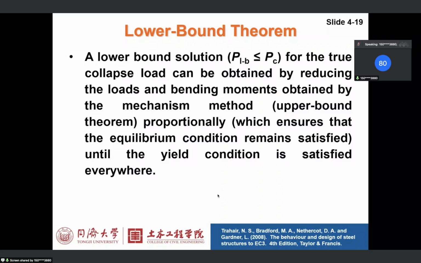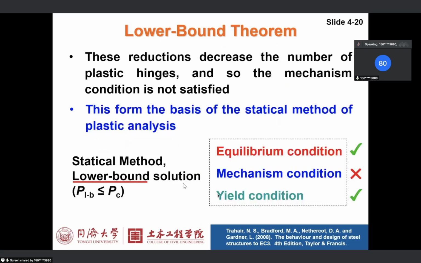So how about the lower bound? Okay, we have the upper bound. We can have a lower bound, and then the real solution is somewhere between the upper bound and the lower bound, right? So a lower bound solution can be obtained by reducing the loads and bending moments obtained by the mechanism method proportionally. And then the yield condition is satisfied, but the mechanism condition is not satisfied.